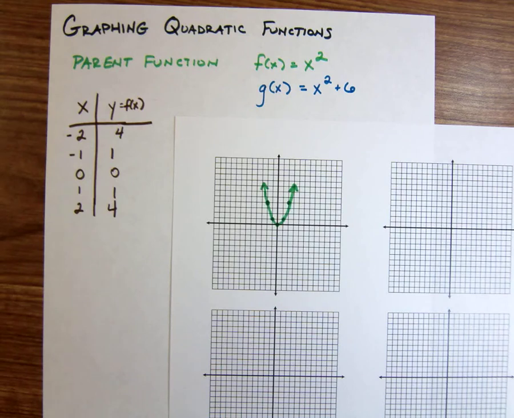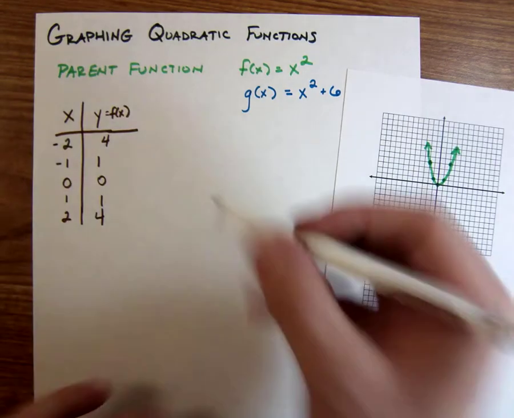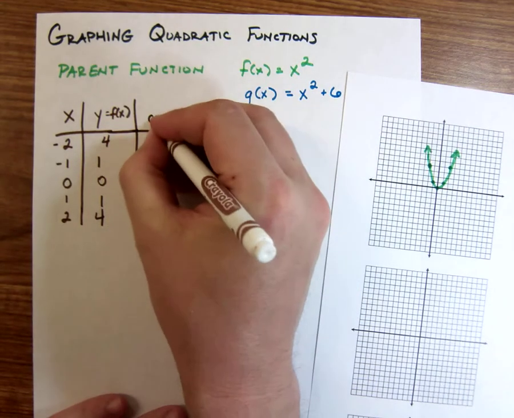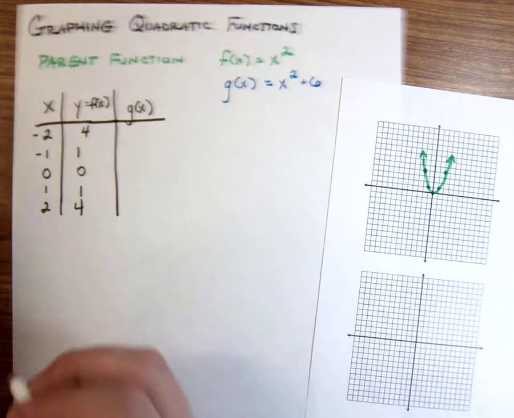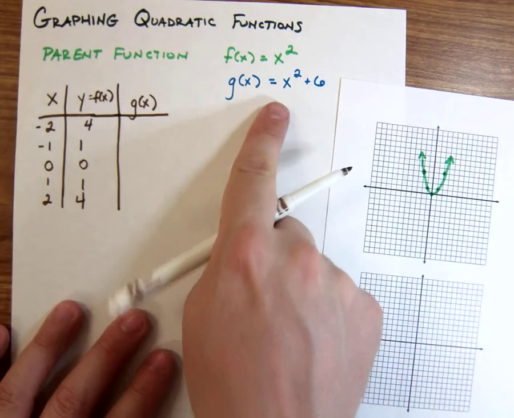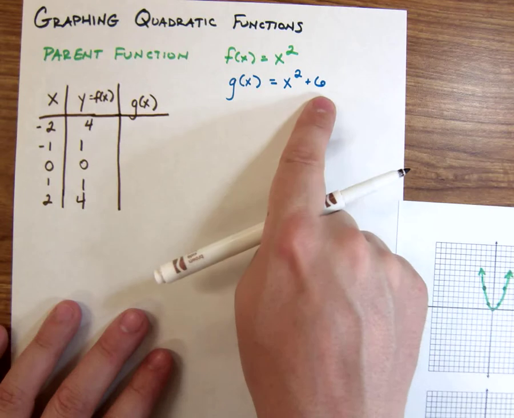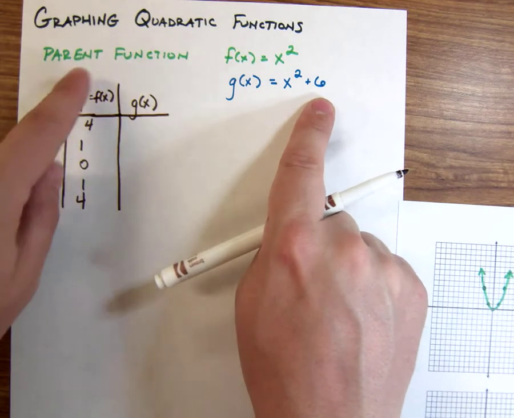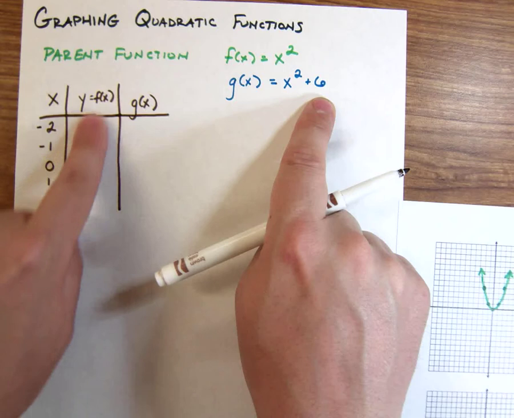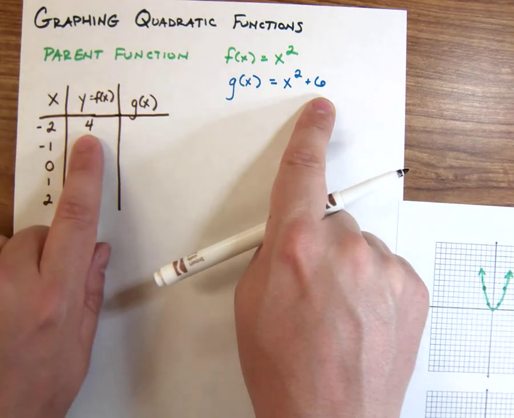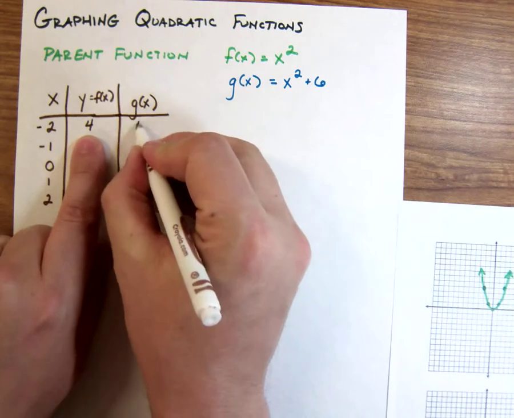Okay, so let's do the same thing, only with our x squared plus 6. So I'm going to go back to this table here, and I'm going to make another column next to the f of x column called the g of x column. Now let's take a look at what the g of x function does. What the g of x function says is take x squared and add 6 to it. So I'm going to take the x squared column, which is this one right here, and add 6 to it. In other words, x squared was 4, so x squared plus 6 would be 10.